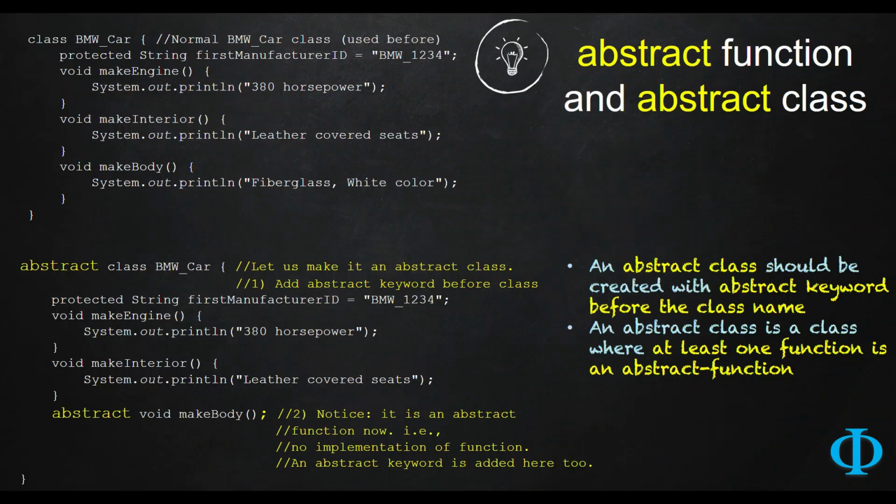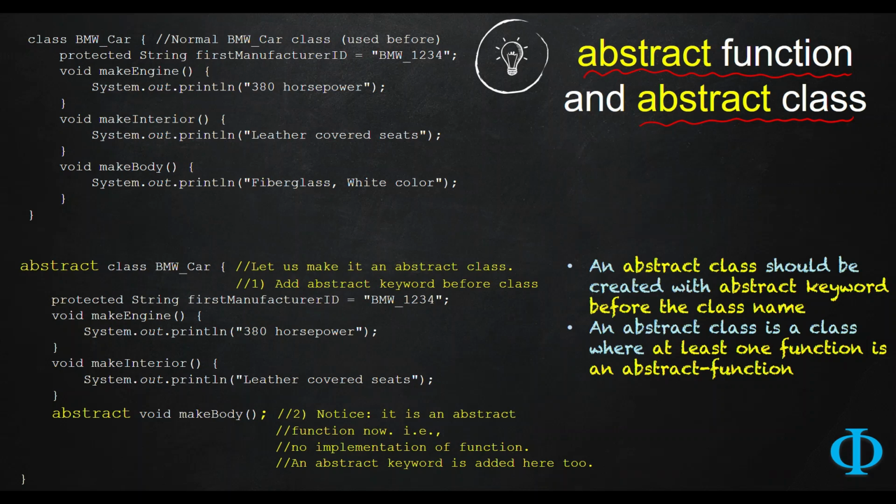In this slide, you can see actual code showing how to implement an abstract class using an abstract function. Just for the sake of convenience, I will compare it with a normal class, and then we will change the same class to abstract by modifying it.